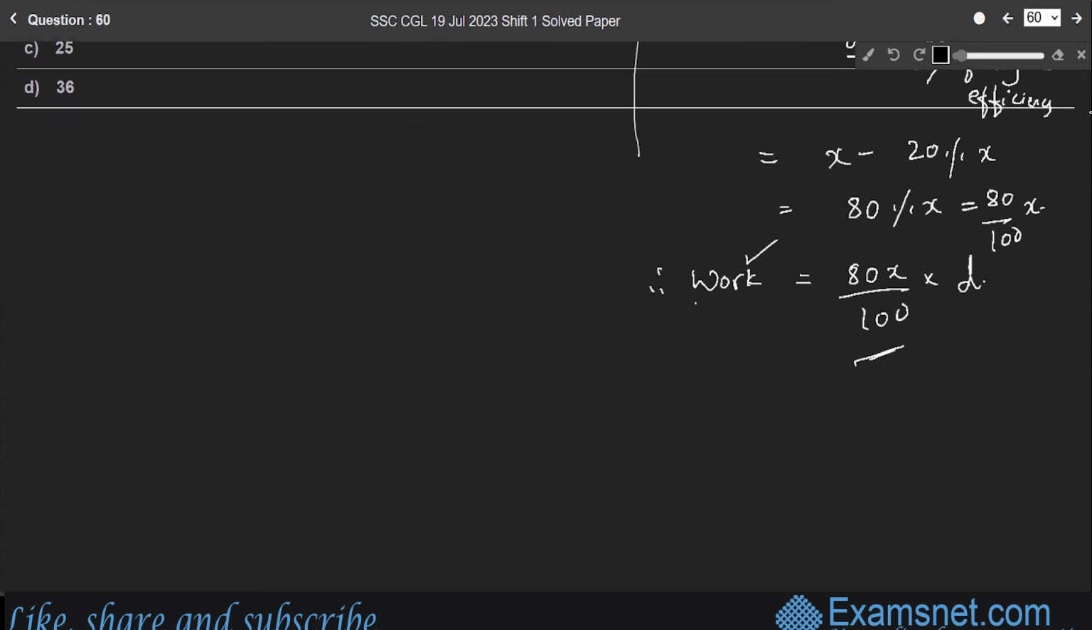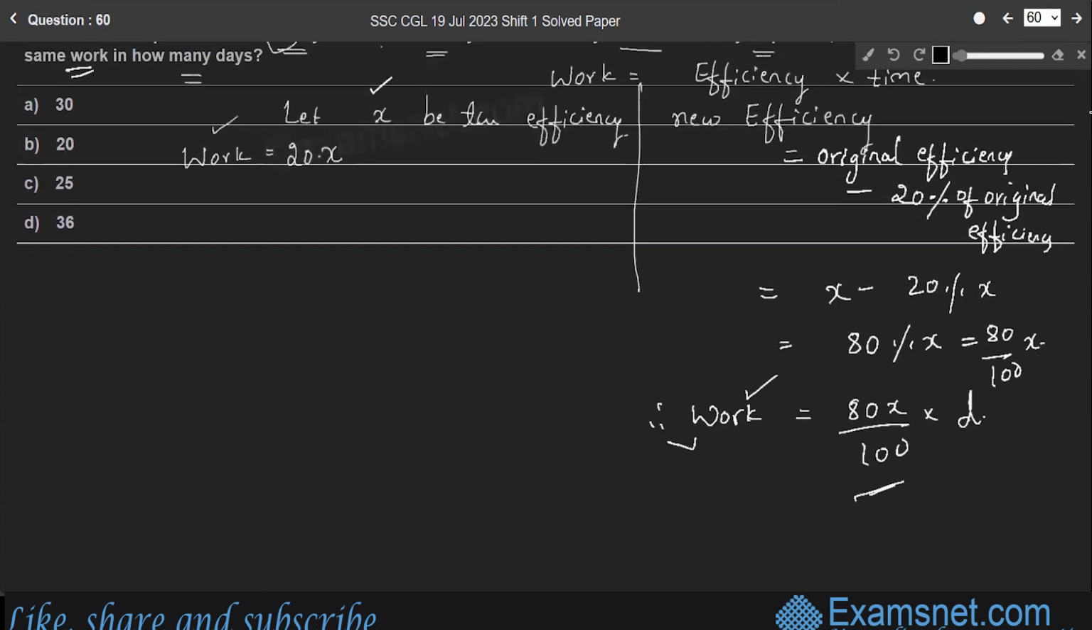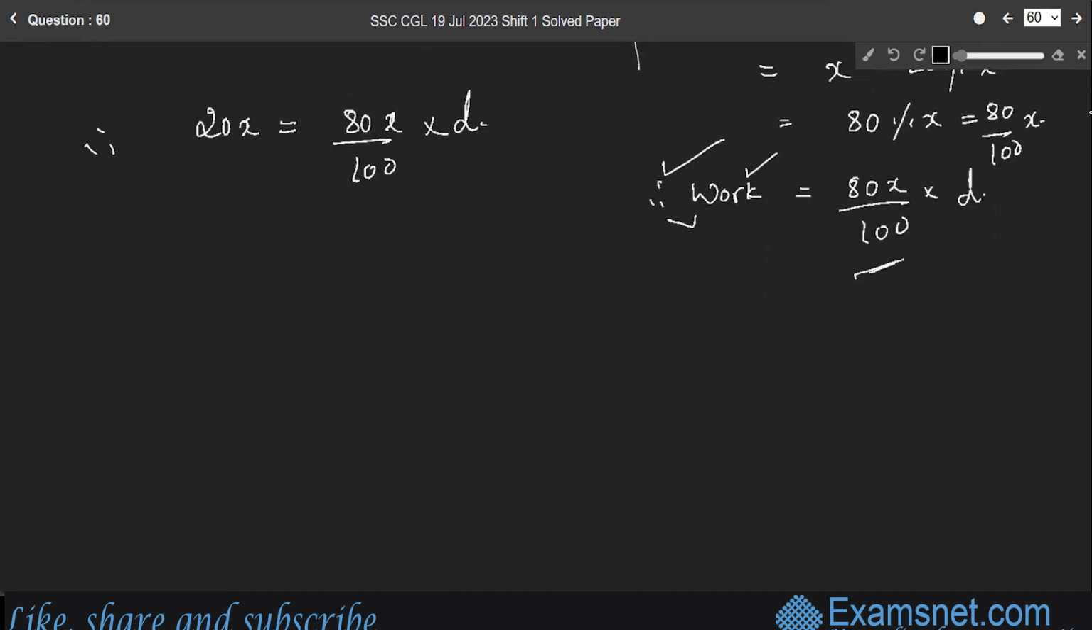Therefore, we can equate work, right? We can equate the work done by him initially and the work done by him with his new efficiency. Therefore, we equate 20 into X with 80X by 100 into D. So easily we can find the number of days he is going to take with his new efficiency. Here we can cancel X and X.